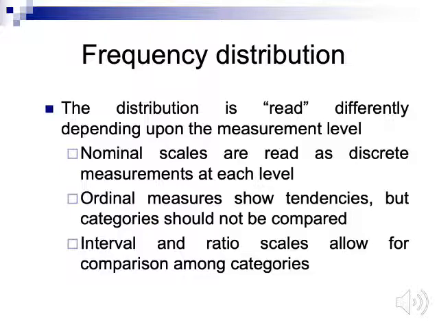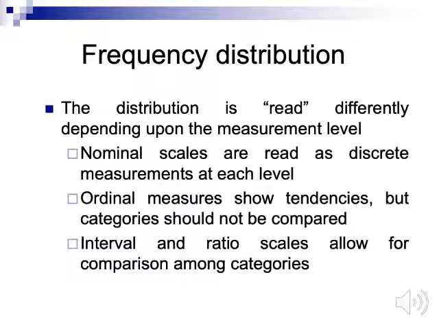So when your data is nominal, you will simply count them and make a percentage distribution. While for ordinal, you can show tendencies. You can have the mean, no, not the mean, but the median. But for interval and ratio scales, you will now be allowed to do comparisons. If there's a difference between the scores of students in the first section and in the second section, when there is a test on math, for example.